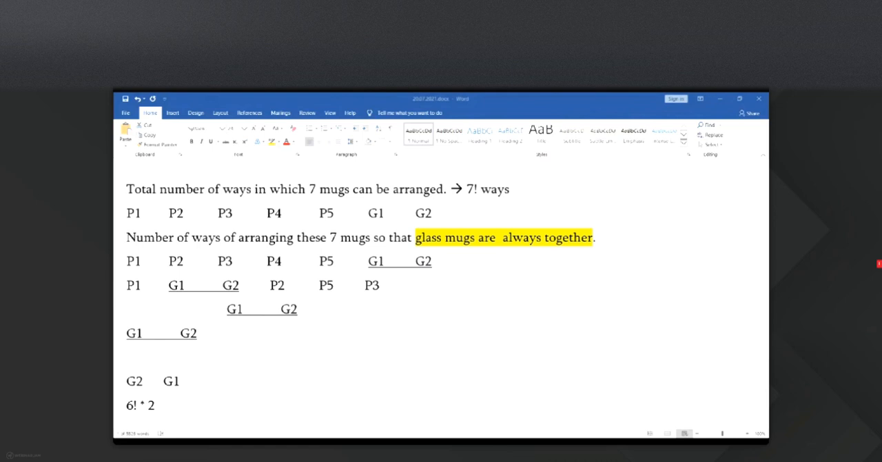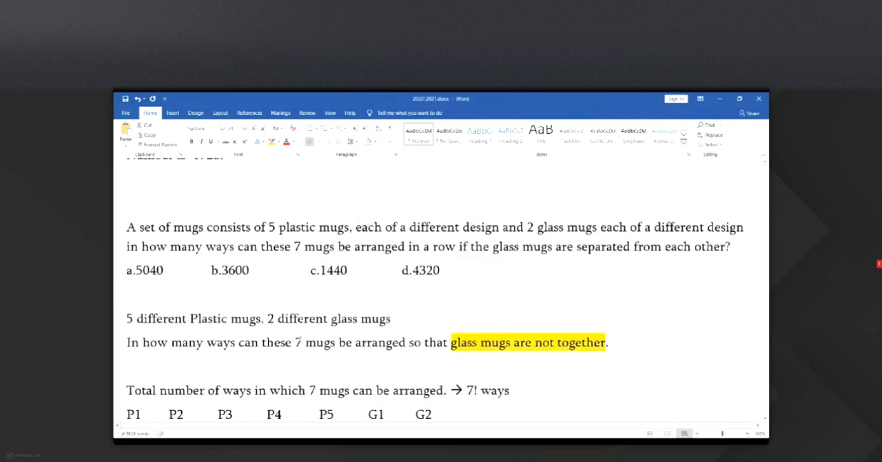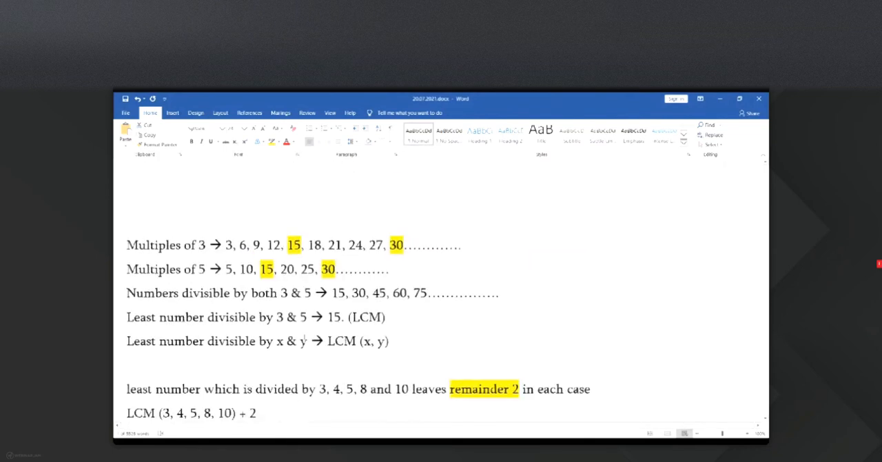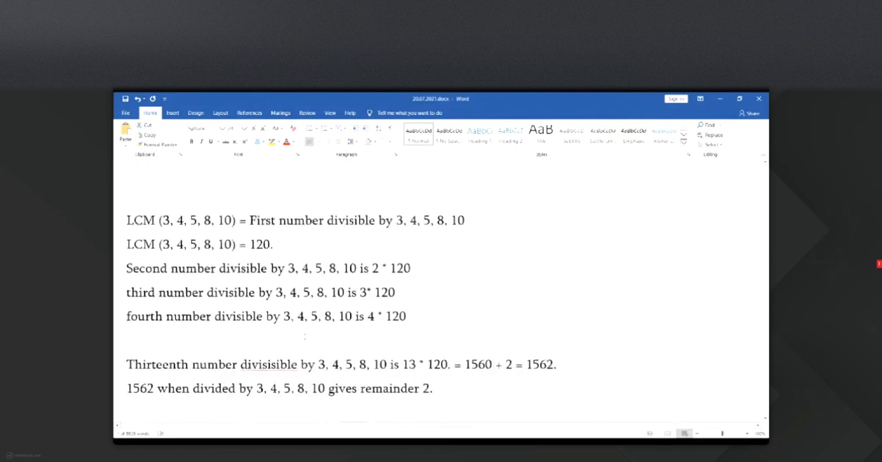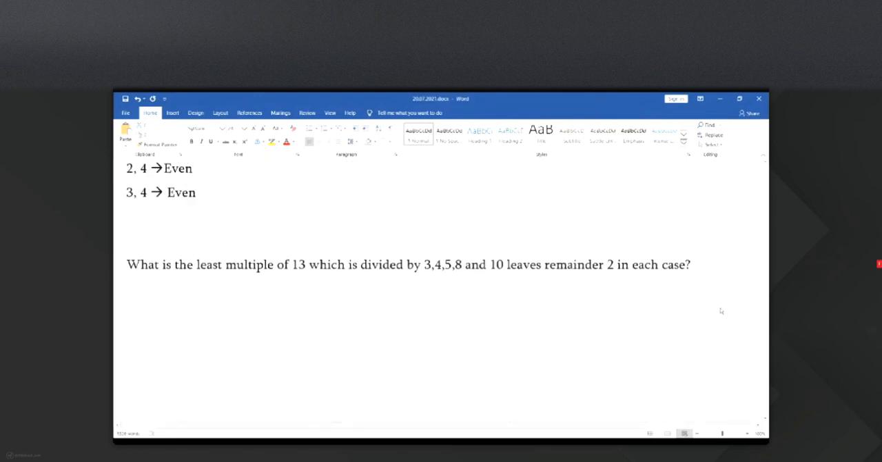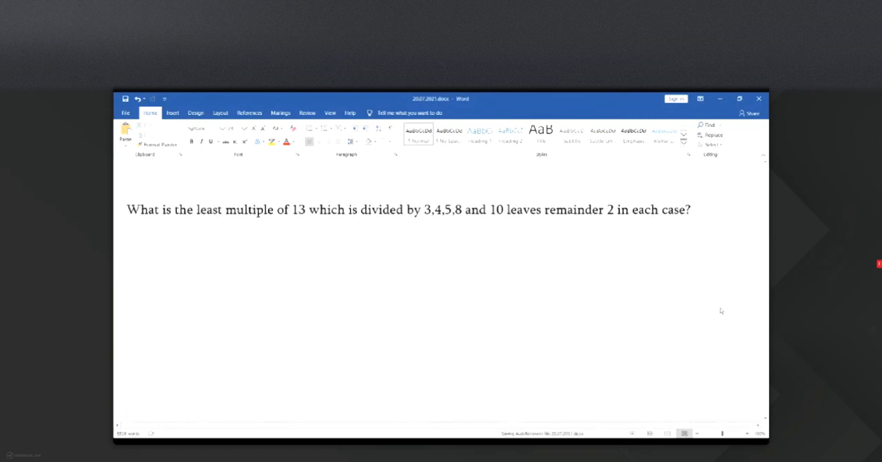Yes. Okay. So he wanted me to explain how we take 13 with the LCM problem. I think many people have doubts there. See, the question is very simply this. What is the least multiple of 13 which is divisible by 3, 4, 5, 8, 10, and leaves remainder 2 in each case? Now, like I told you, forget about the least multiple of 13. We'll come back to that later.